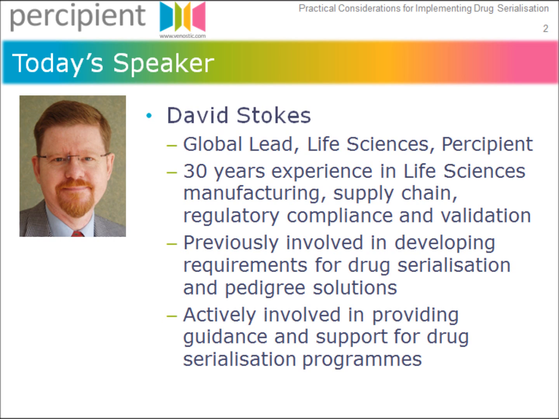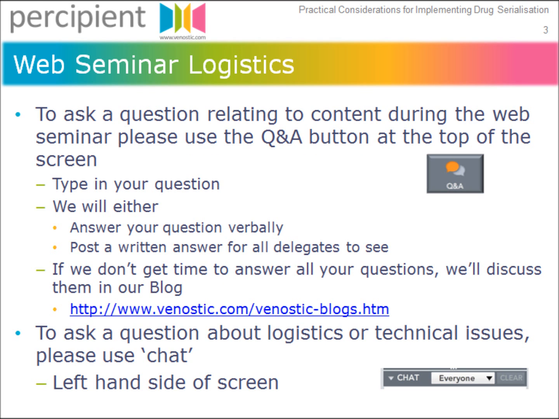Been involved a number of times now in helping to develop requirements for drug serialisation and pedigree solutions. So that's the actual software systems that are implementing some of these requirements now, working with some software vendors there, but also been actively involved in providing guidance and support for a number of drug serialisation programs with some pharmaceutical customers. So hopefully today we'll be sharing some practical experience, help you think about what needs to be done as you're moving towards serialisation.